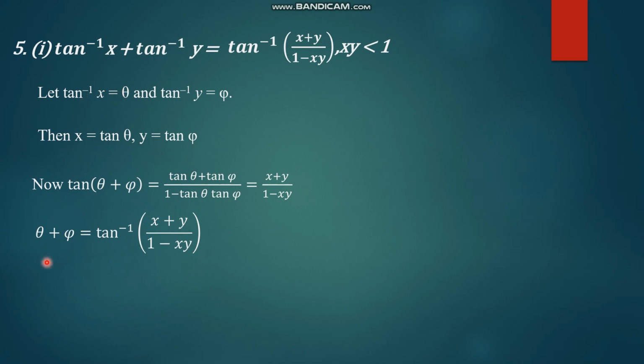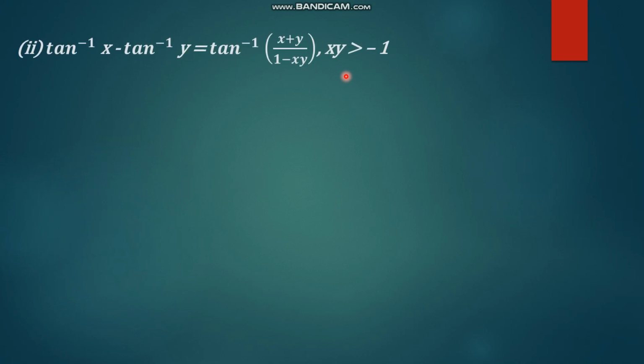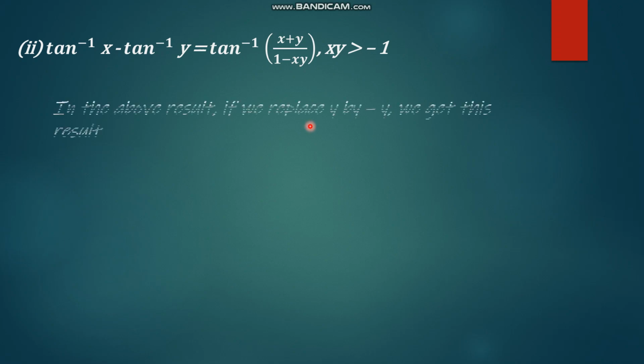But what is theta? Theta is nothing but tan inverse x. Pi is nothing but tan inverse y. When you substitute these two values, you will get tan inverse x plus tan inverse y as tan inverse of x plus y divided by 1 minus xy, which is our required result. Second one is the same thing, only one change is minus, and you can observe here the sign will be reversed as in the first case.